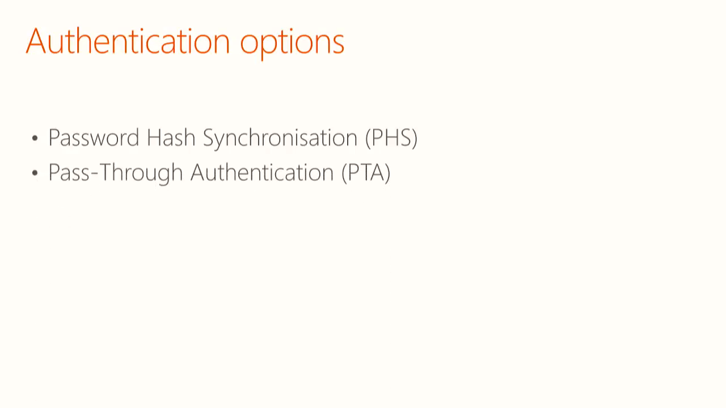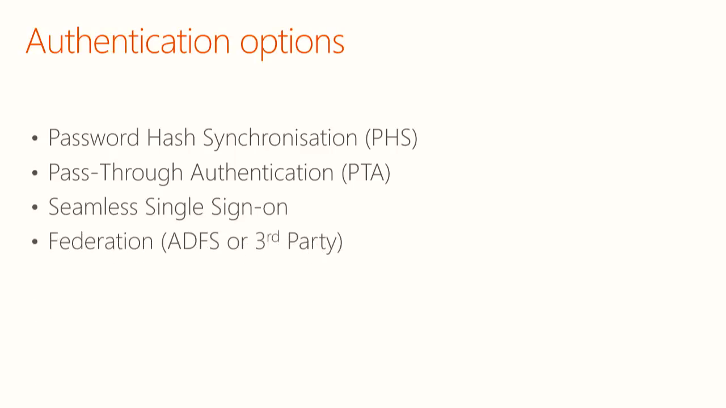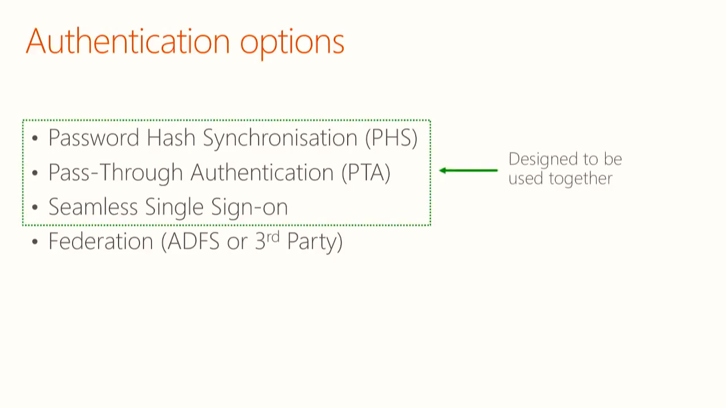We announced late last year pass-through authentication, which I'll go into what that looks like. This is still in preview. And seamless single sign-on. These three together really negate the need to do federation, ADFS or third-party STS, Ping Federate, a SiteMinder or anything like that, unless you've got particular requirements to do so. So the way to look at these is they're meant to be used together, and I'll go into why, but the one that can only really be used by itself is the top one, password hash sync.